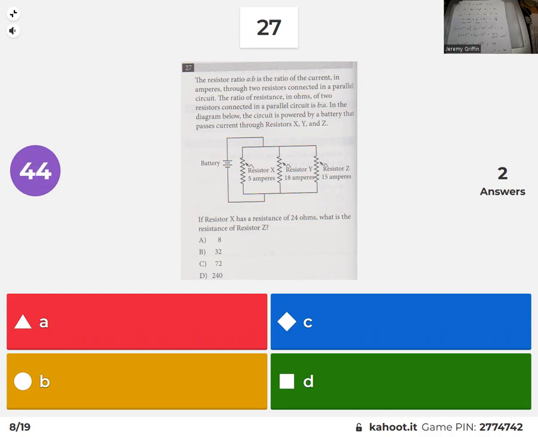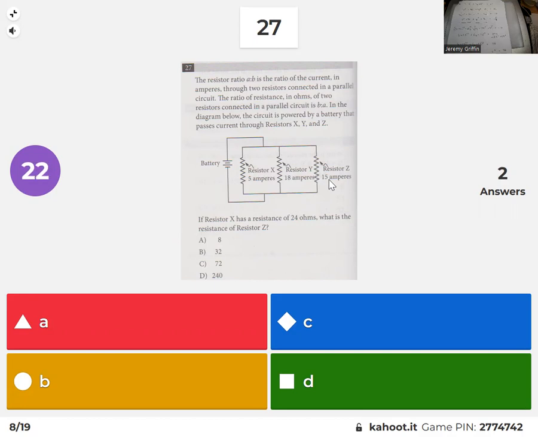Okay, so I'll guide you through this. I see resistor X and resistor Z. So, the amount of current flowing through each one: resistor X has 5 amps of current, resistor Z has 15 amps of current. So Z to X, wouldn't that be a 3-to-1 ratio? Because 15 over 5, there's 3 times as much current going through resistor Z.